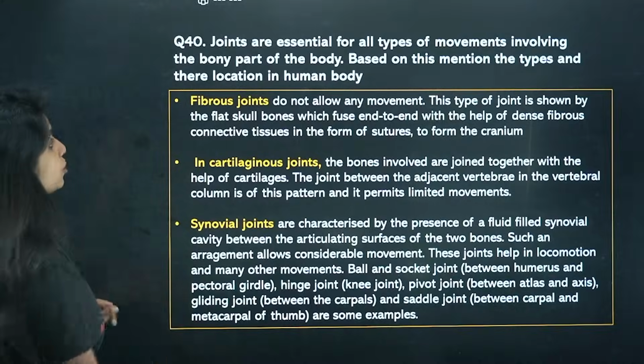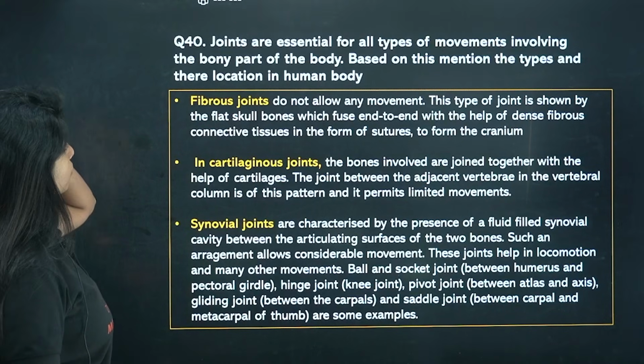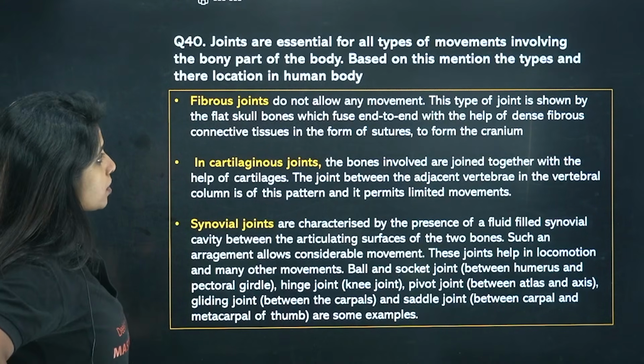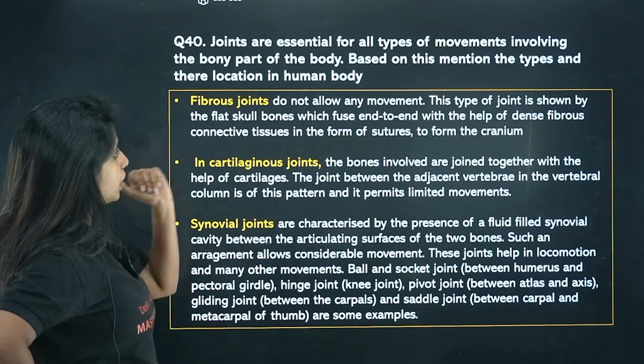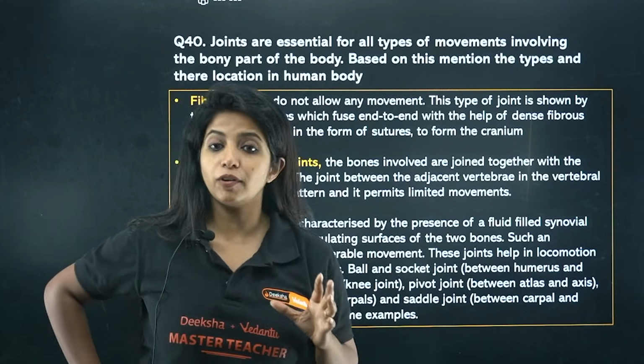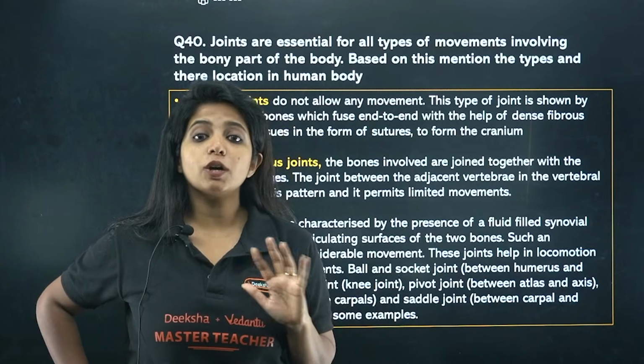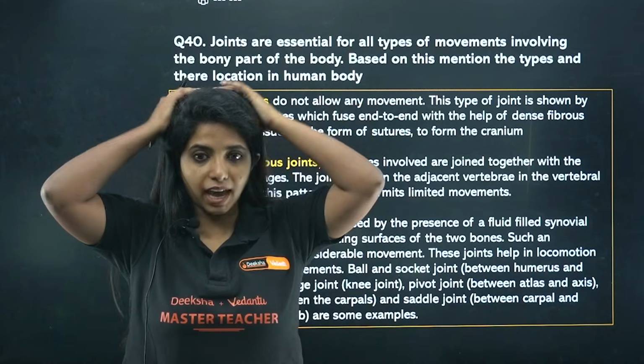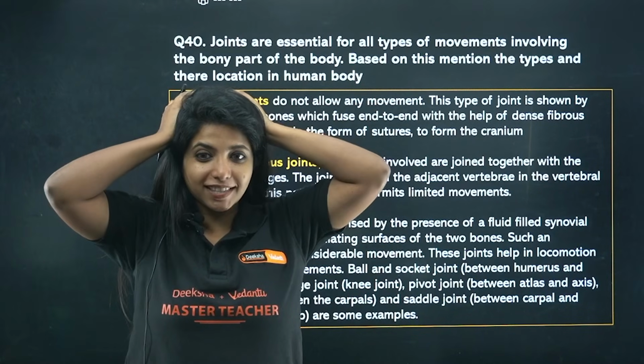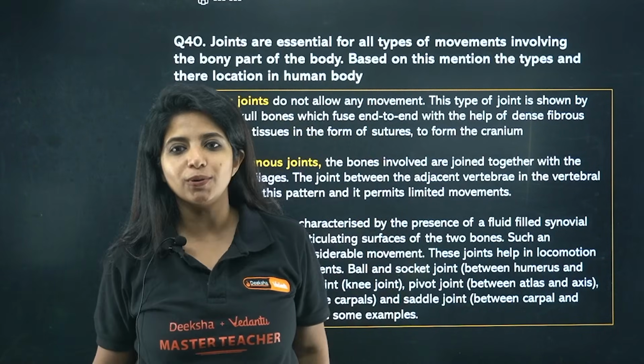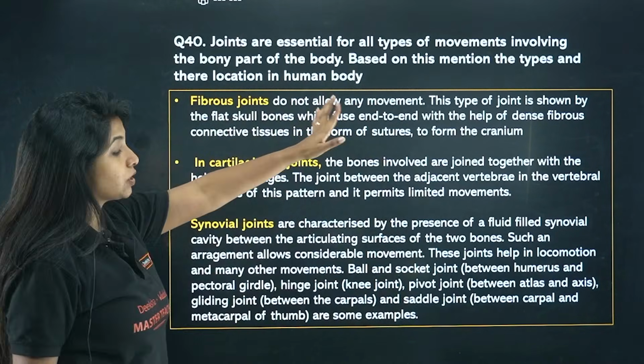Yes. Next, joints are essential for all types of movements involving the bony parts of the body. Based on this, mention the types and the location in the human body. First thing that we have is fibrous joints. These are joints which you cannot move. For example, do you think we can move our skull? No. Fibrous joints are the ones that do not allow any movement.